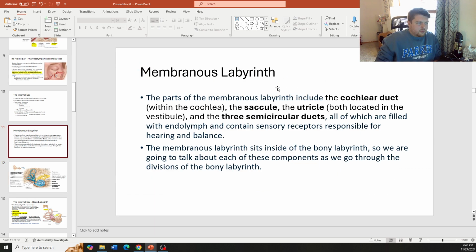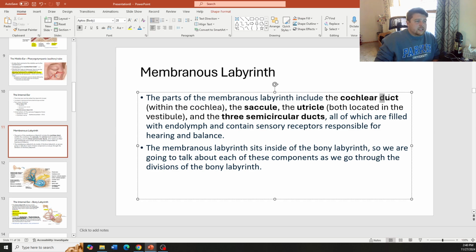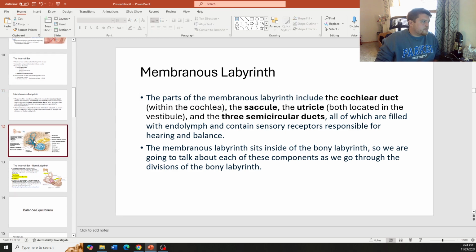The membranous labyrinth, these are the ducts and the sacs and that kind of stuff that we'll talk about. So the cochlear duct inside of the cochlea, the saccule and the utricle, these are membranous sacs within the vestibule, and then the 3 semicircular ducts are within the semicircular canals of the bony labyrinth. So the membranous labyrinth sits inside of the bony labyrinth. So we're going to discuss each of those as we go along.